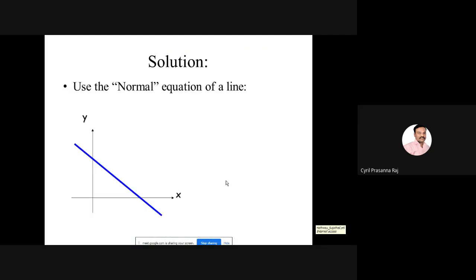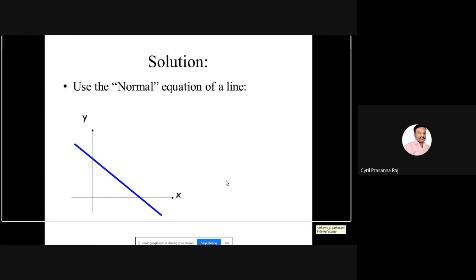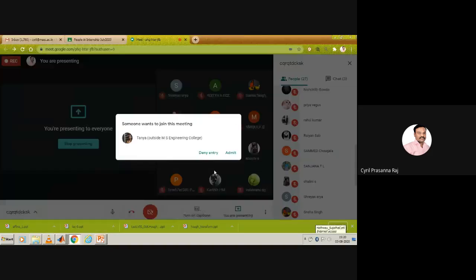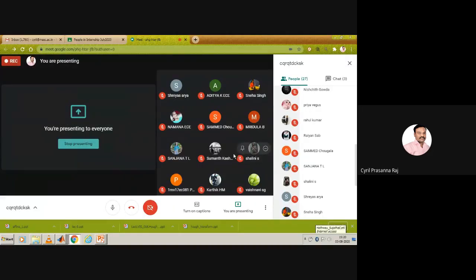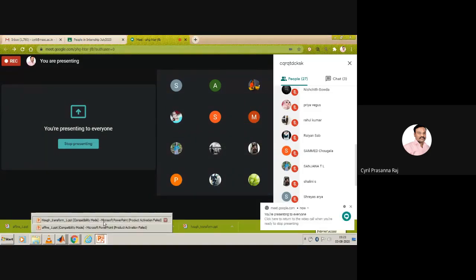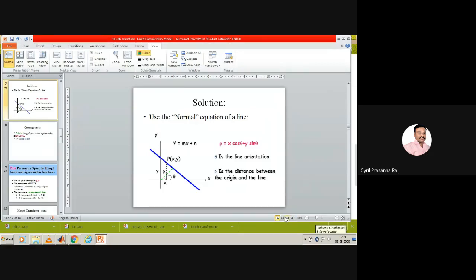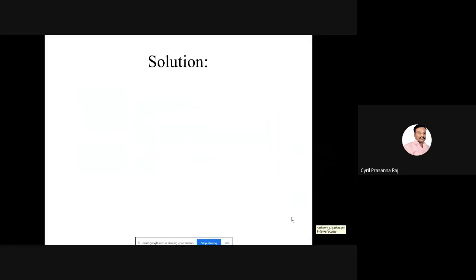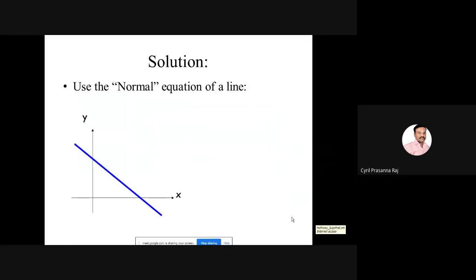Now to make this understood much better, let us understand this in detail. Suppose you have a straight line. Now let us see what is meant by parameter space.